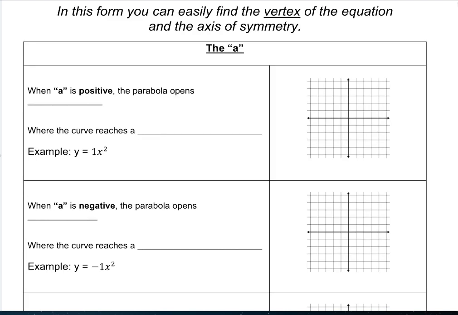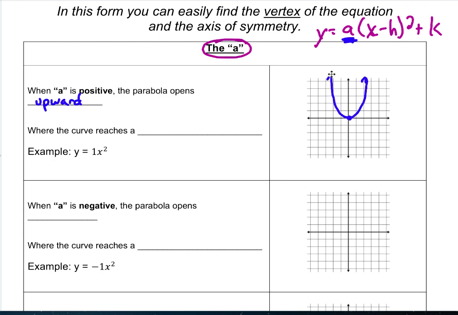All right, so we're going to focus on some vocabulary. First we're going to start with the a. Remember we had y equals a times (x minus h) squared plus k. So we're focused on the a, the part that's out in front that's being multiplied. If that a is positive, the parabola is going to open upward. Okay? So it might look something like this. It's going to go upward from that point, so the curve reaches a minimum.